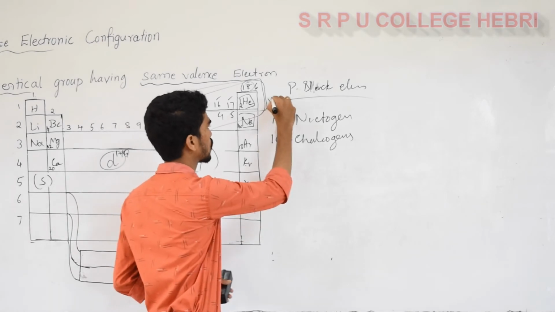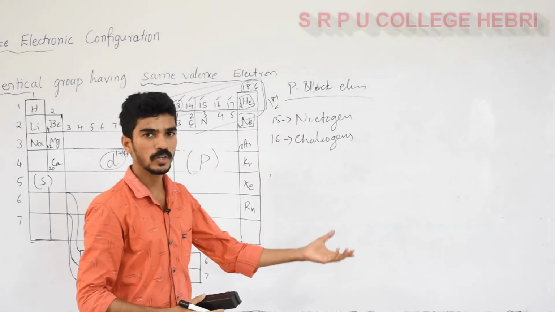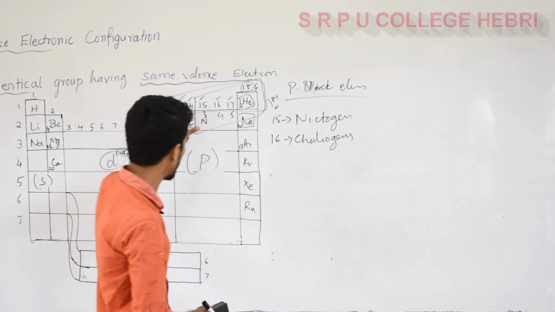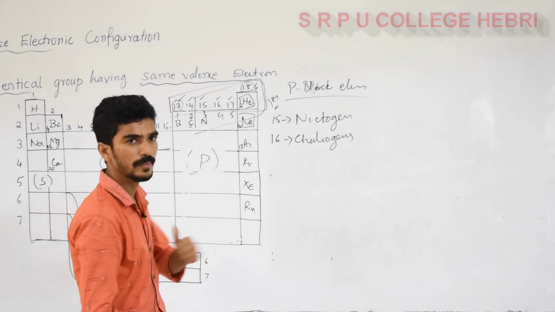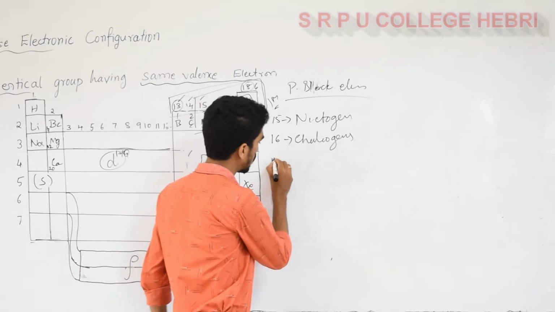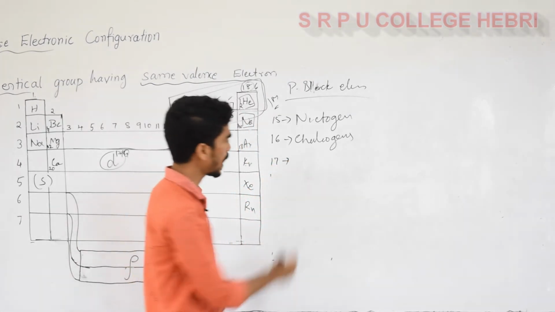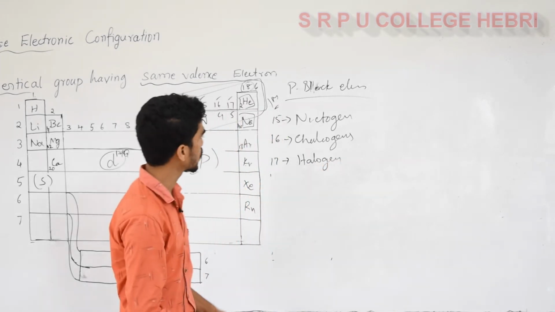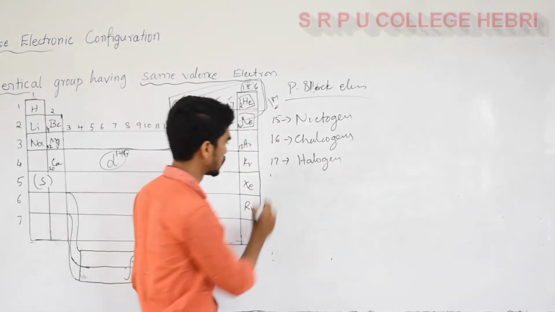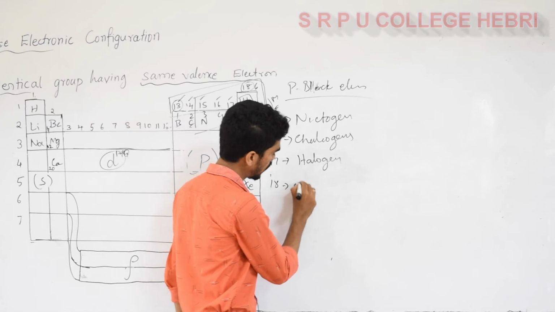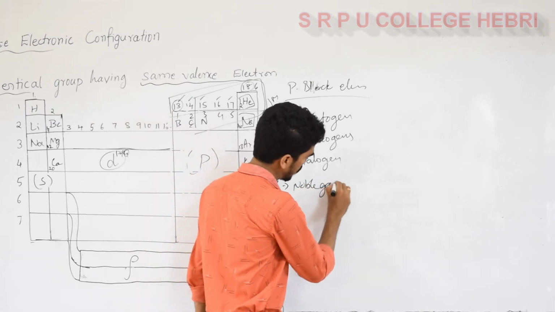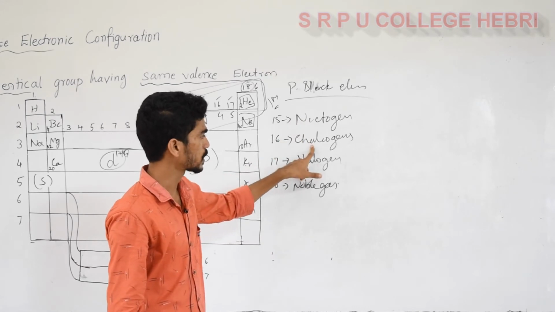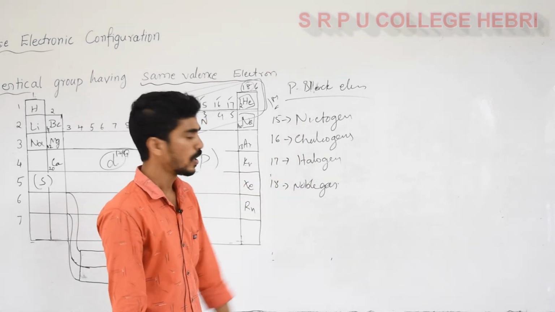They may ask one more question from this concept, either the electronic configuration or what the group names are, the particular names. So the entire group names, but mainly they ask only after 15. The 17th group is called halogens, and as already told, the 18th group is noble gases. So you should remember these names: pnictogens, chalcogens, halogens and noble gases.